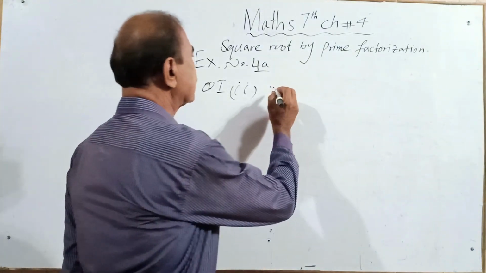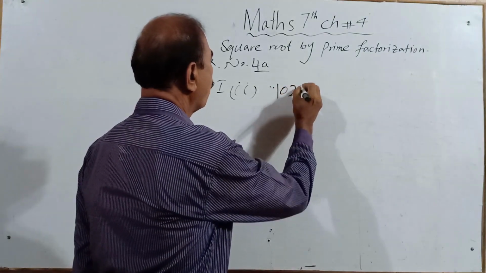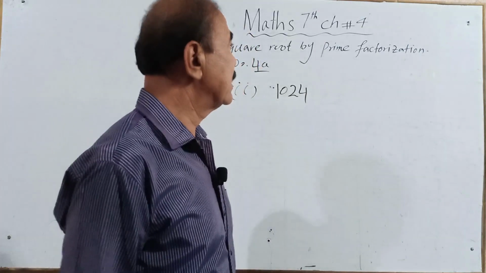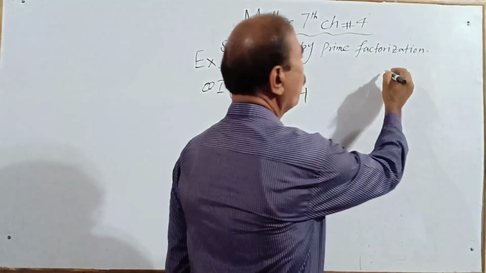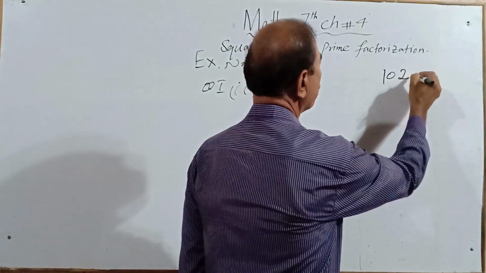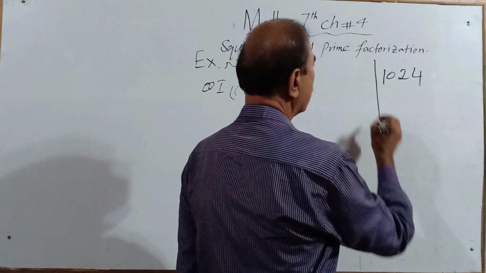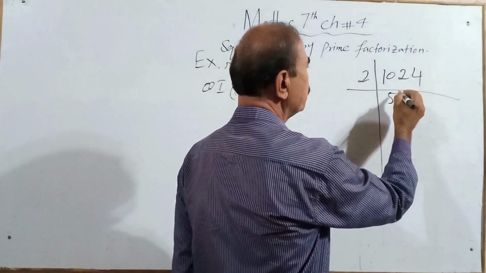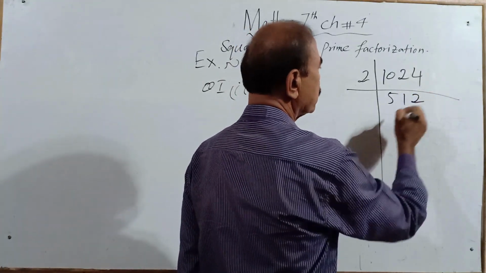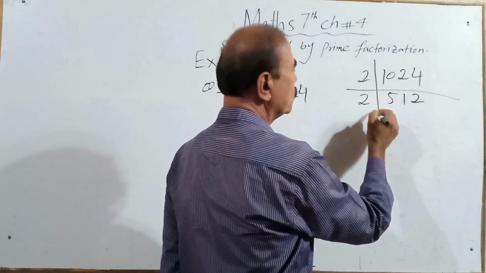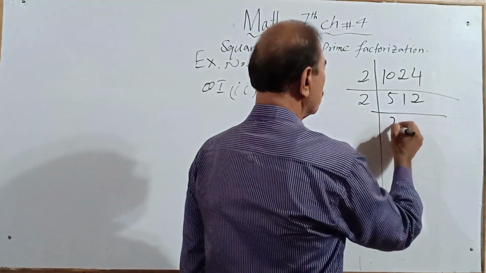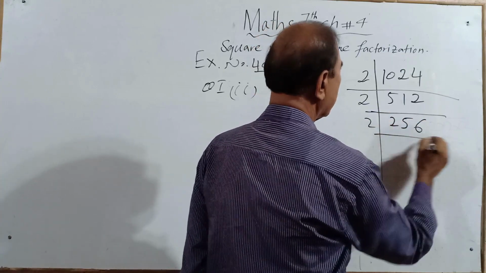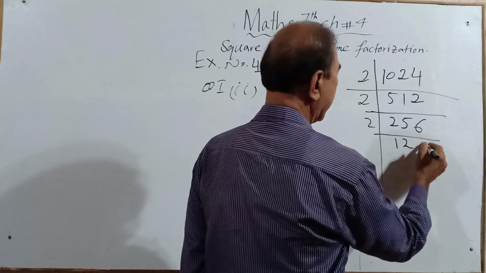Now, dear students, we solved question 1 and its second part. Its second part is 1024. So we have to find its square root by prime factorization. First of all, we write 1024 and find its prime factors. First of all, you have to divide by 2: 2 times 512 is 1024. Then you can divide by 2 again, 256. Then 2, 128.